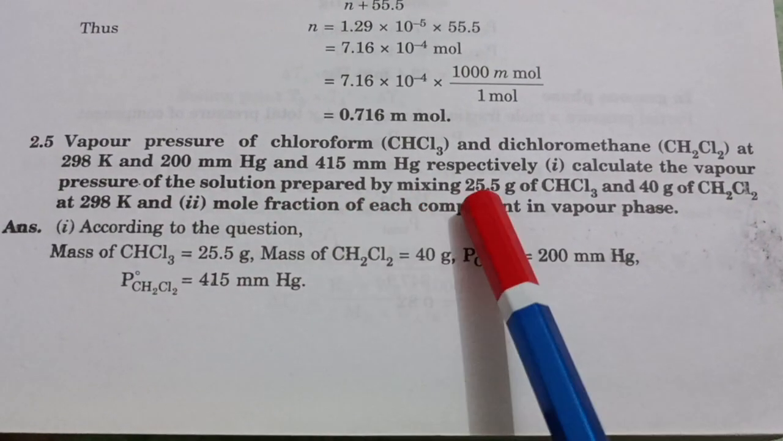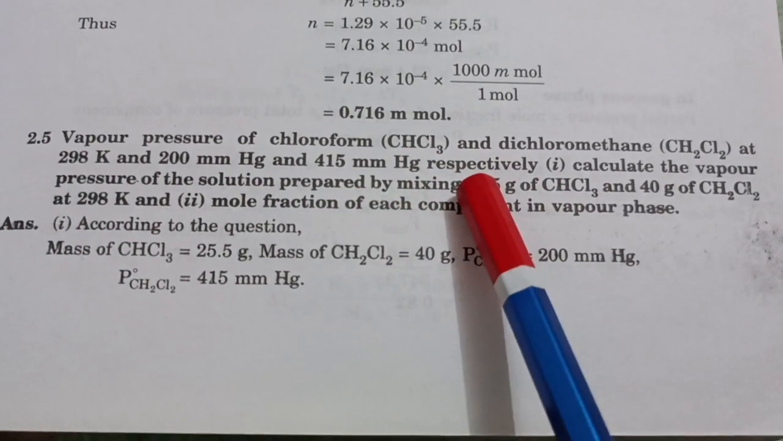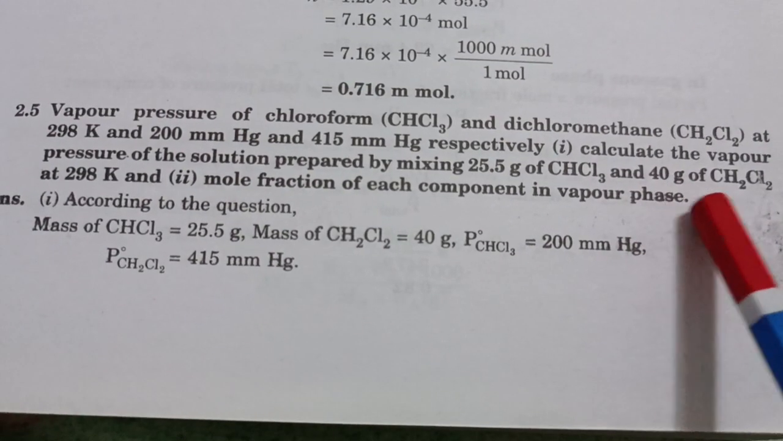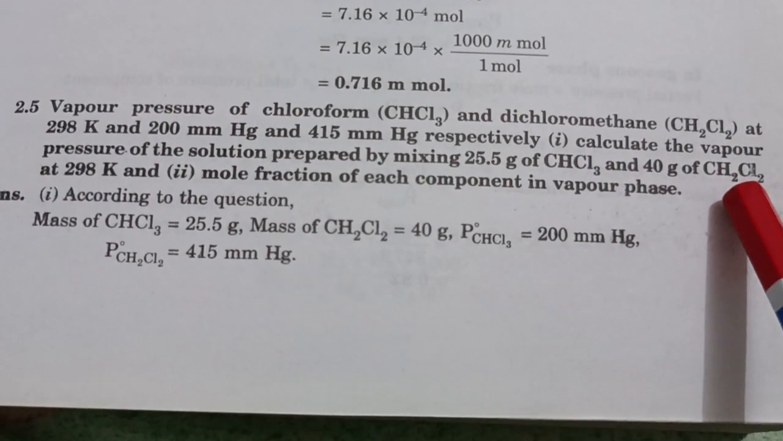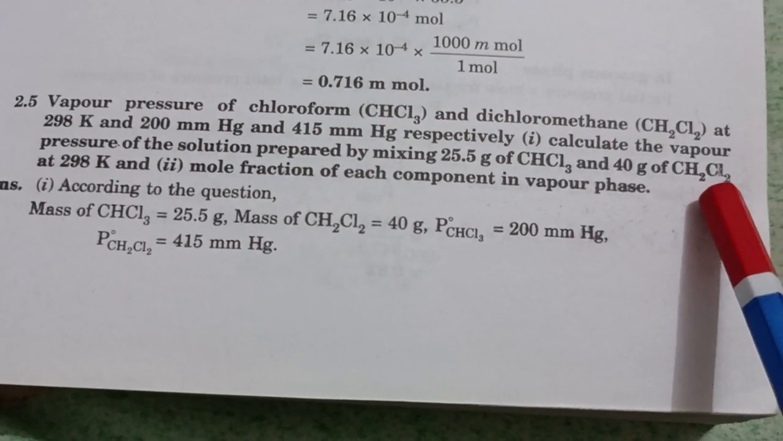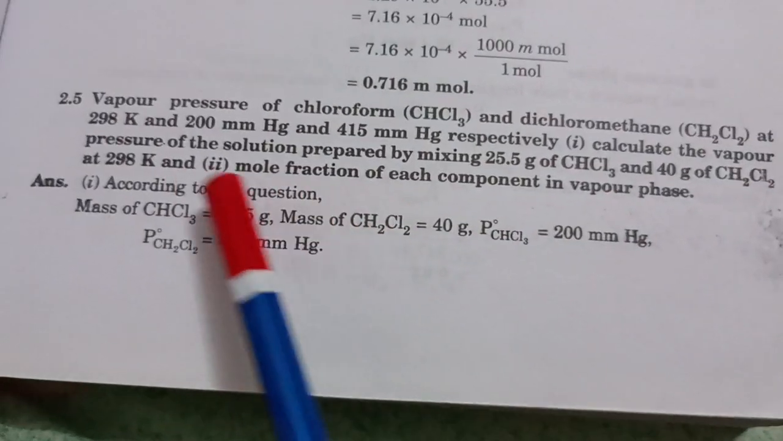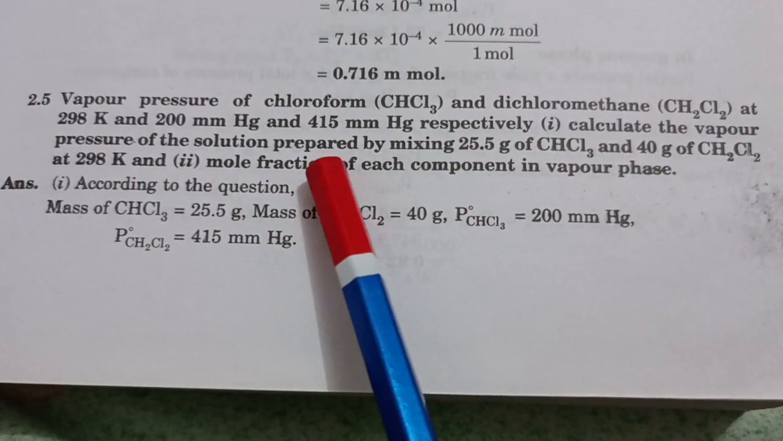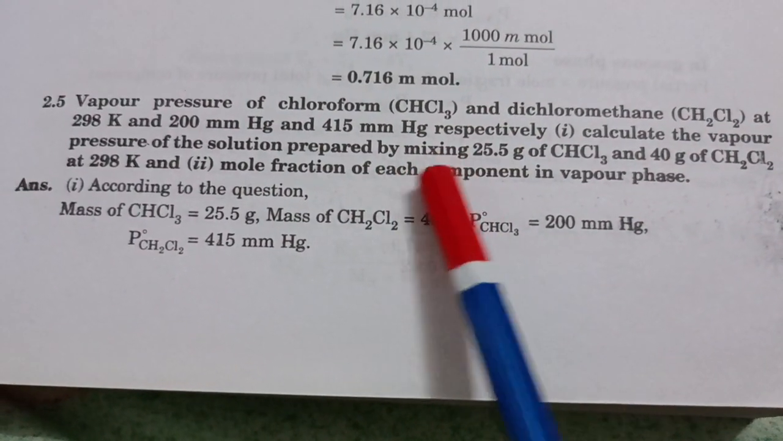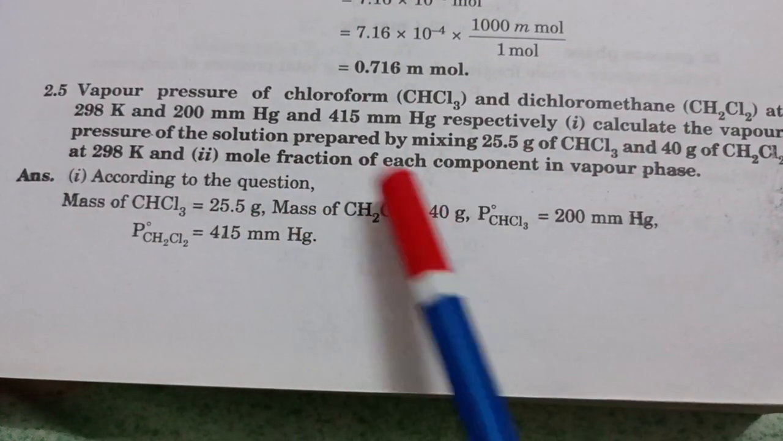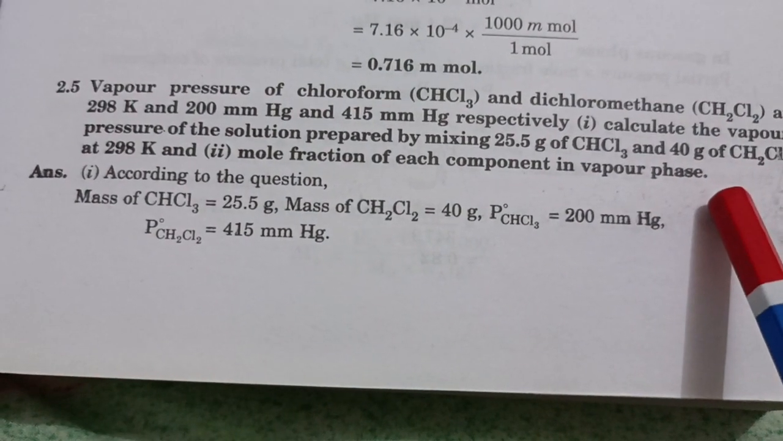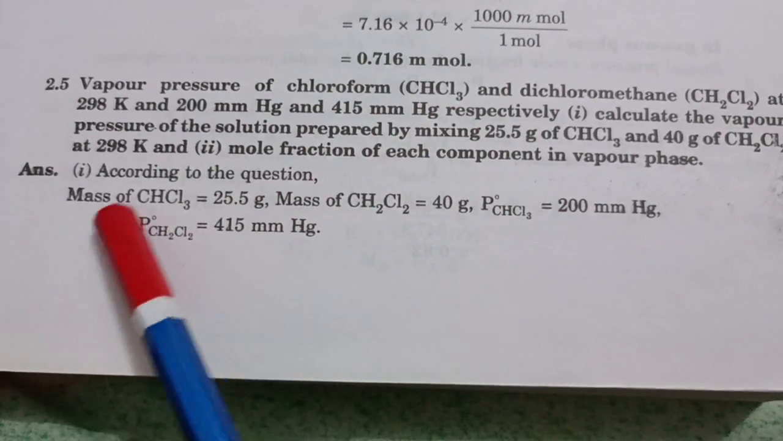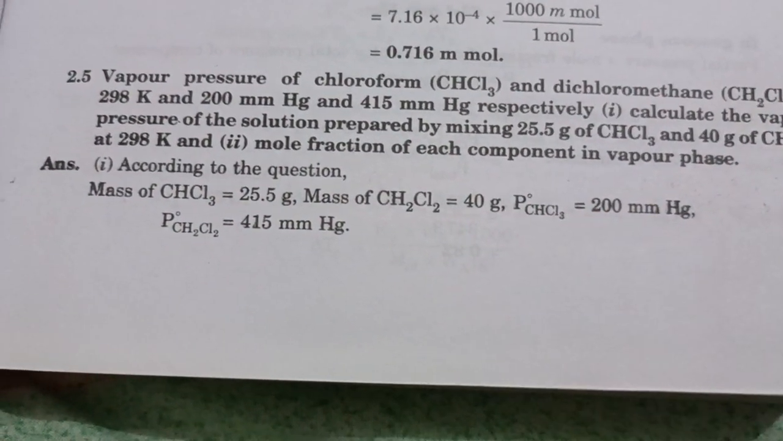Calculate the vapor pressure of the solution prepared by mixing 25.5 gram of trichloromethane (chloroform) and 40 gram of dichloromethane. First of all, we have to calculate the vapor pressure of the solution by mixing, and second, the mole fraction of each component in the gas phase. So this is the data given in the question.